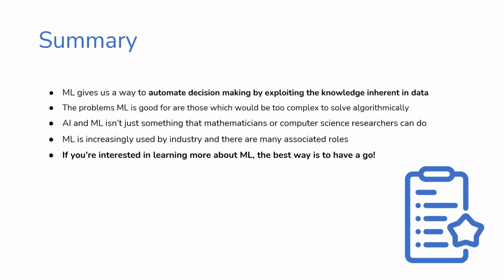In these slides, we will give you some takeaways. ML gives us a way to automate decision making by exploiting the knowledge inherent in the data. The problems machine learning is good for are those which would be too complex to solve otherwise, and that is where machine learning comes into play. AI and machine learning is not something that only mathematicians or computer scientists can do, but many other roles could be involved in this field. Machine learning is increasingly used by industry, and there are many associated roles. If you are interested in learning more about ML, the best way is to have a go.